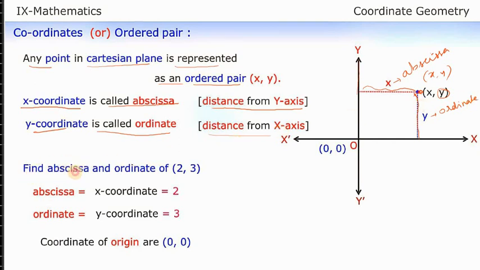Now use this example: find the abscissa and ordinate of the point (2, 3). In this point (2, 3), we can easily identify the x coordinate is 2, so that is the abscissa, and the y coordinate is 3, so that is the ordinate. What is the coordinate of the origin? Coordinate means both abscissa and ordinate. The coordinate of the origin is (0, 0), meaning the x value and y value of the origin are 0.